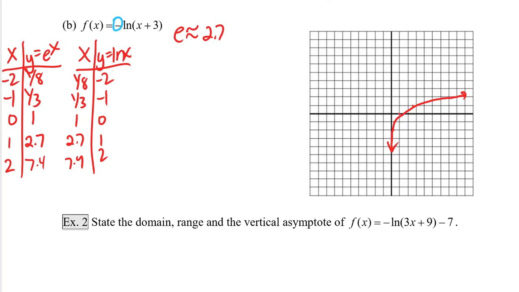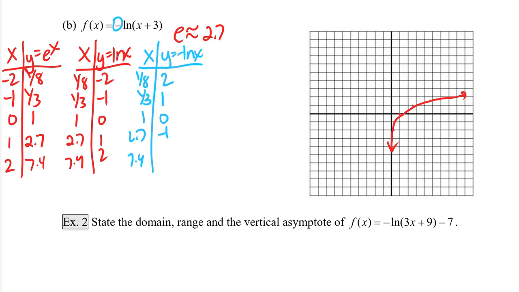So the next thing we're going to do is account for the negative. Now a negative in front of the function means we're going to reflect over the x-axis. So we'll make our table where we'll replace all of our y values with opposites. So we have 1/8, +2, 1/3, +1, 1, 0, 2.7, -1, and 7.4, -2. And we're going to plot those points. So this is y is equal to the negative natural log of x.